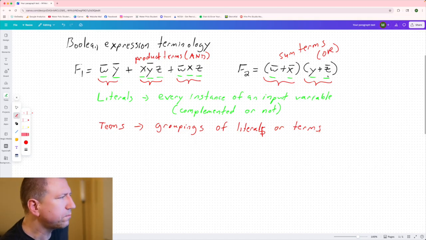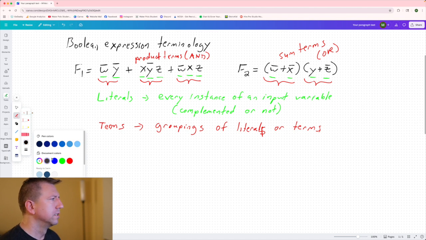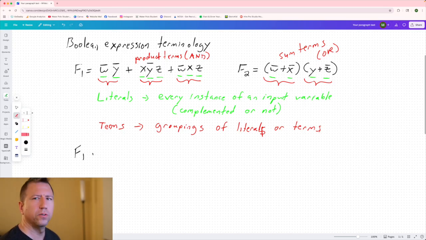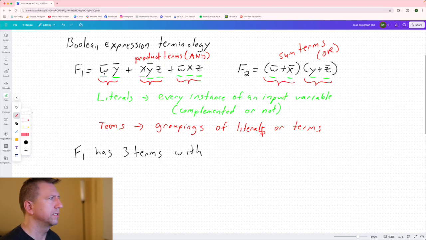So let's continue here and talk about these two forms, because there's obviously a difference between them. Let's identify first the number of literals and number of terms. F1 has 3 terms, and they are product terms with, and I can count them here, 1, 2, 3, 4, 5, 6, 7, 8. I don't care about repeats, it's every instance that shows up. So this is 8 literals.